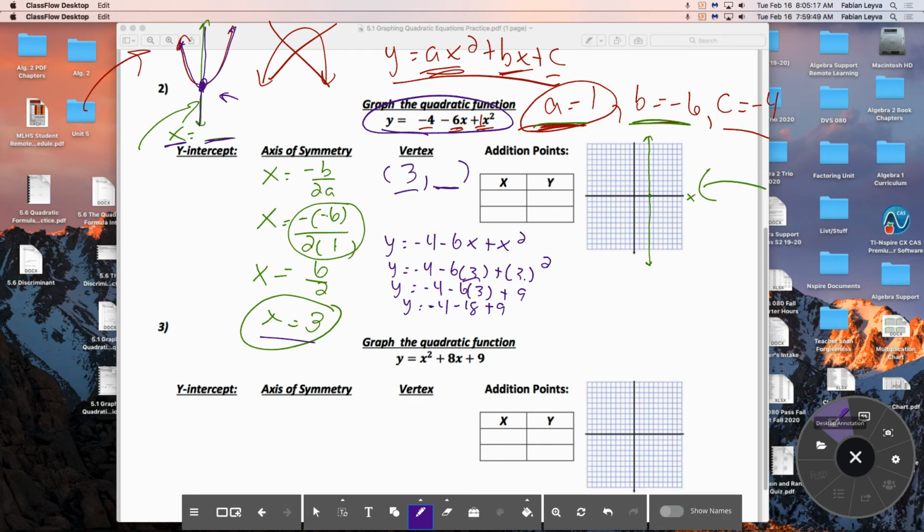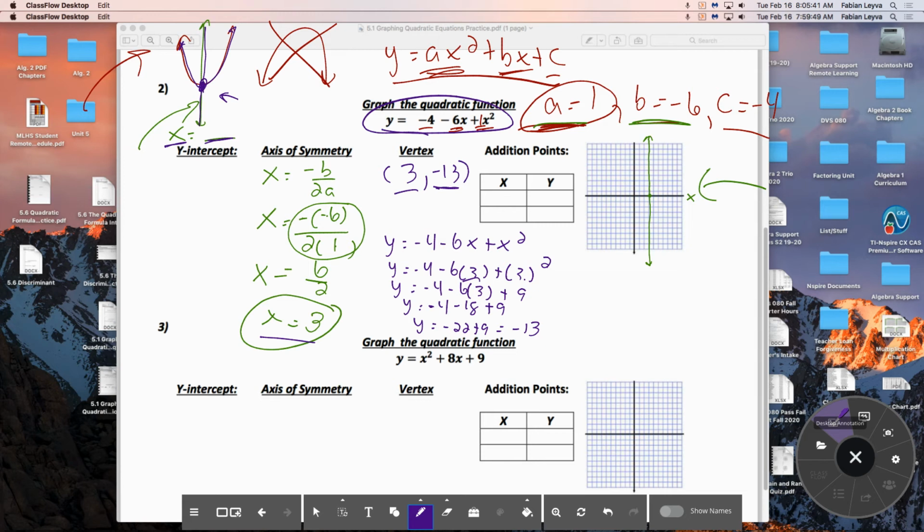Okay, now let's just do the math slowly. -4 minus 18 is a -22, plus 9, and I can see that -22 plus 9 is going to be a, let's see, 13, I believe. -13 to be exact. Let me double check. Yep, I believe that is correct. So that is my vertex.